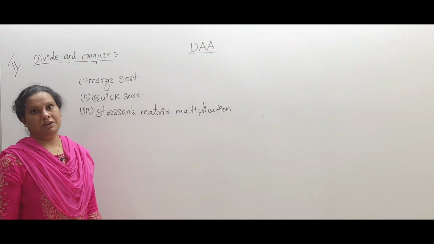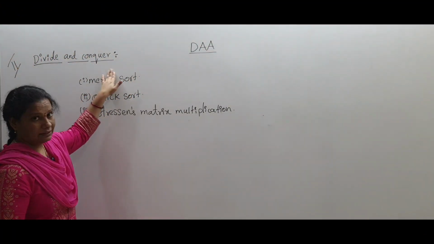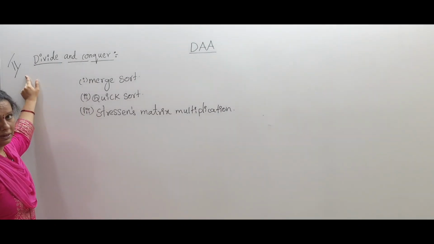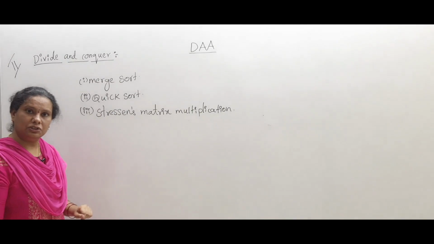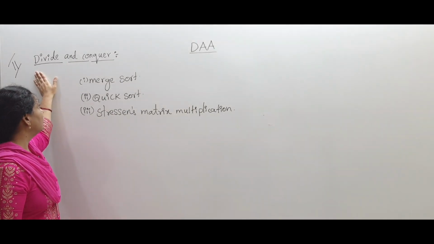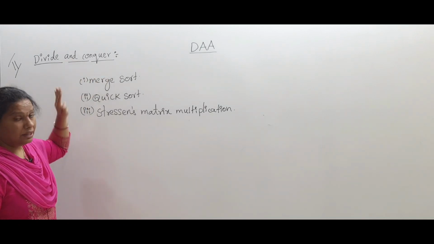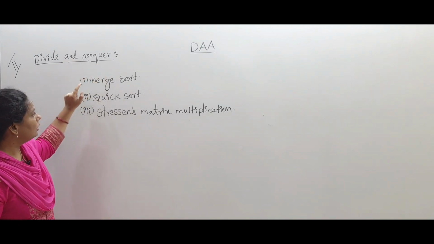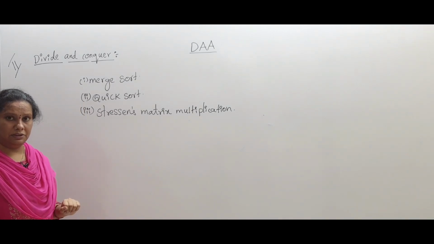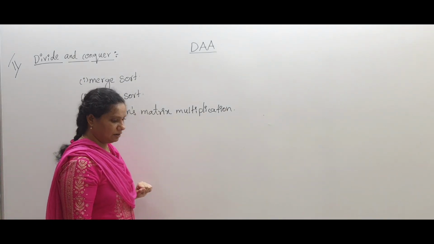Hello students, today we are going to discuss the divide and conquer method. Divide and conquer method is our second topic. Our first topic was introduction to the algorithm, which we have already discussed. Now we are moving to the second topic, that is divide and conquer method. In this divide and conquer method, we are going to discuss merge sort, quick sort and Strassen's matrix multiplication. Now what is this divide and conquer method?